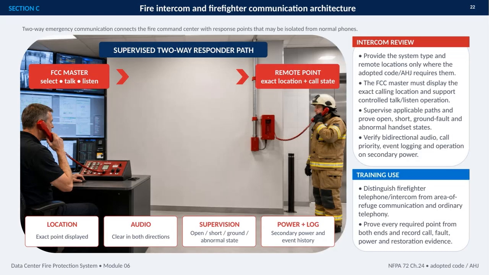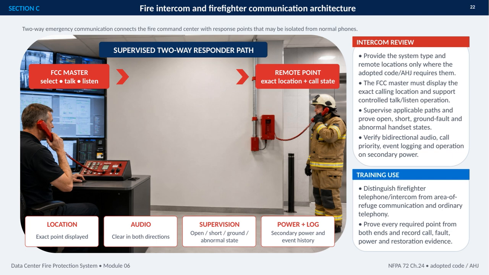This section focuses on the architecture and verification of firefighter intercom communication. The purpose is to connect the Fire Command Center with remote response points that may be separated from ordinary telephone service or isolated during an emergency. The key requirement is a supervised, two-way responder path. At the command center, the FCC master should identify the exact location being called and allow controlled talk and listen operation. At each remote point, the system must provide a clear call state and support communication in both directions.